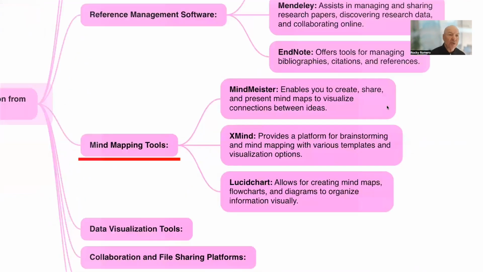Mind mapping tools are my favorite on this. I am using MindMeister. I am using XMind. I am using mind mapping tools because I find that my point of entry is a lot easier, and I can move the information very easily from place to place to place, depending on how my mind is working at the time.